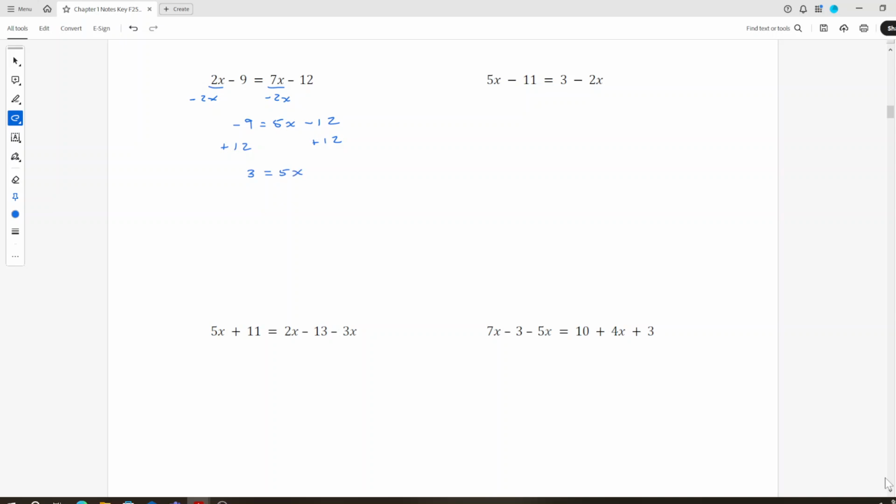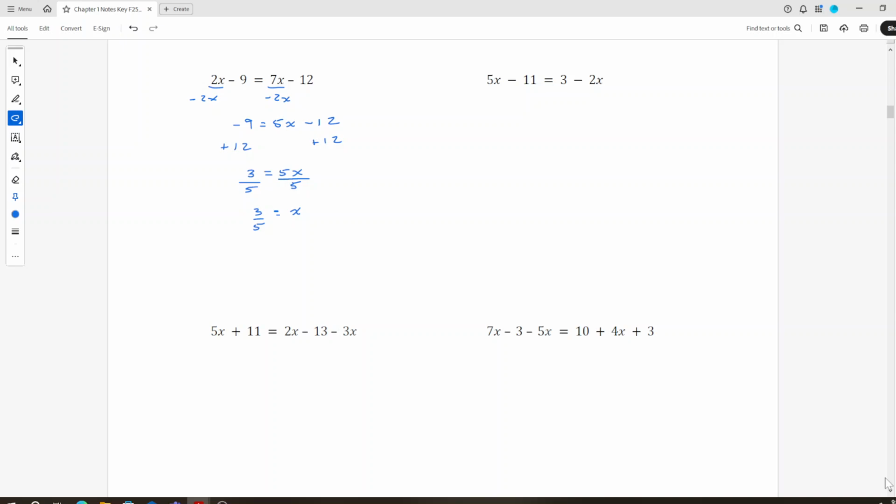And then lastly, I want to get x by itself. So I'm going to do my multiplication property of equality. So I'm going to divide by 5 or multiply by a fifth. So that 5 divided by 5 is 1x. And what I do to one side, I also do to the other. And I get an answer of 3/5.